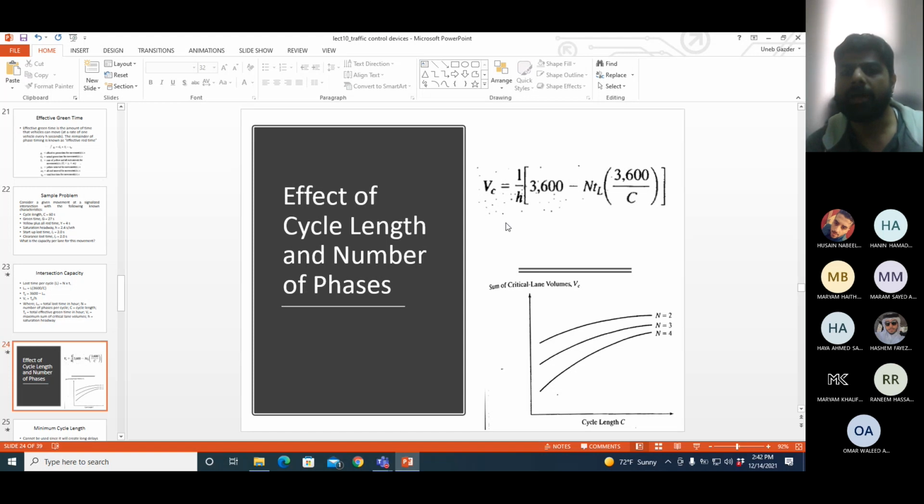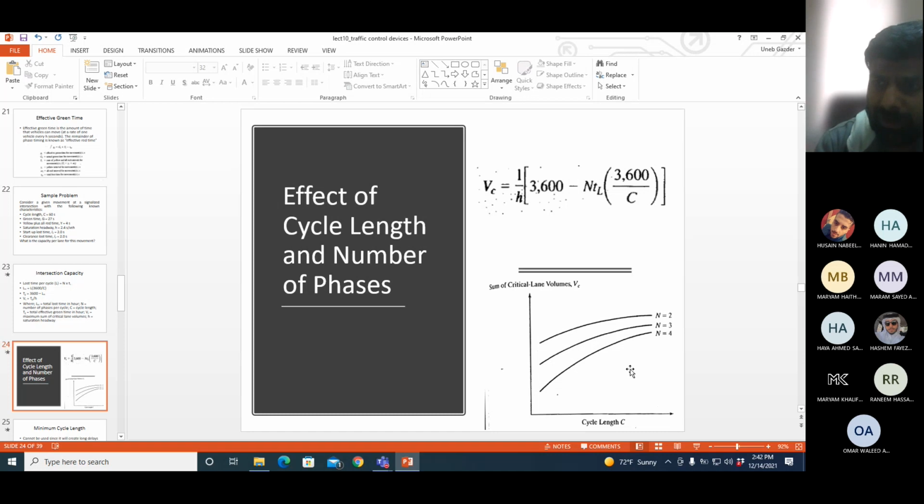Now in this equation, if you keep everything constant, I mean if you keep TL and H, lost time and headway, constant and you just try different values of N and C, then you will be getting curves like these. The values can be used to plot curves like these. You can see on the x-axis cycle length, on the y-axis VC, and each curve is for a different value of N.